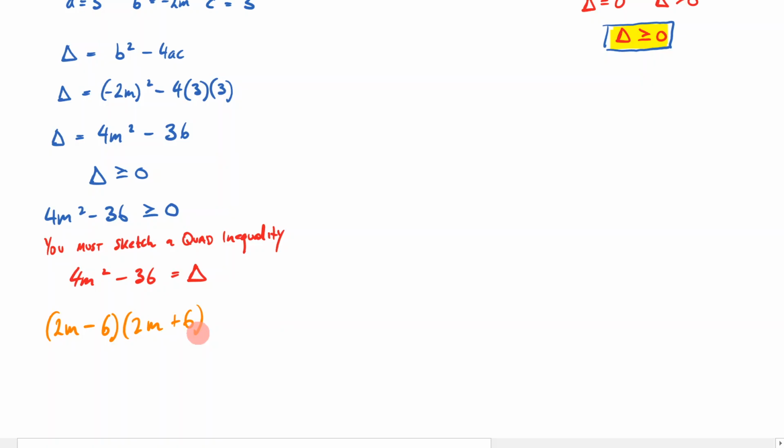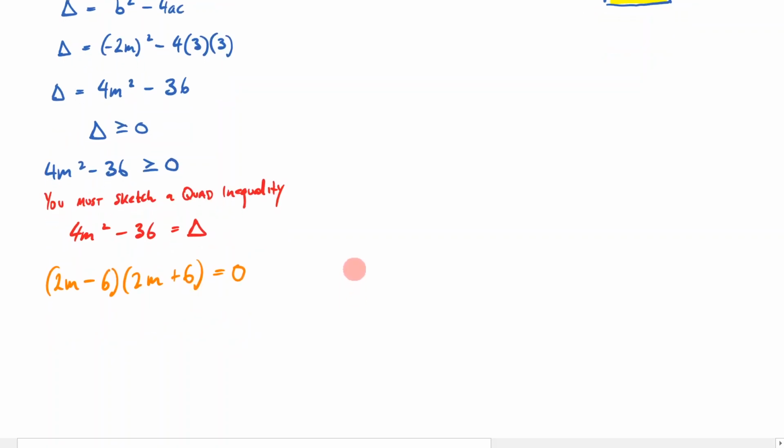Whenever you're trying to solve for intercepts, you have to set it equal to 0. Because now you can use your null factor theorem to say, well, 2m minus 6 is going to be equal to 0, and 2m plus 6 is going to be equal to 0.